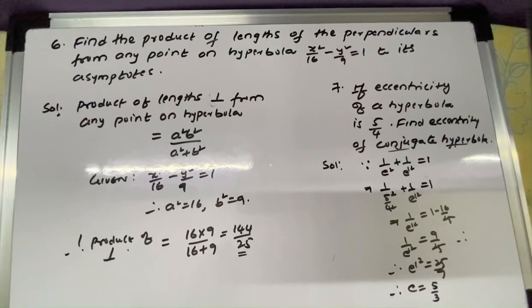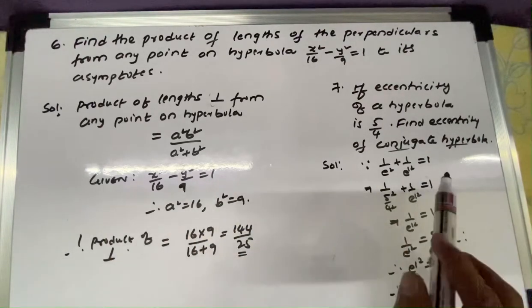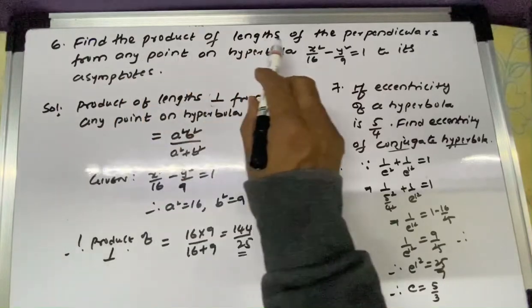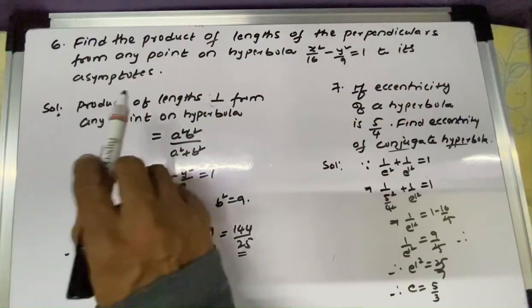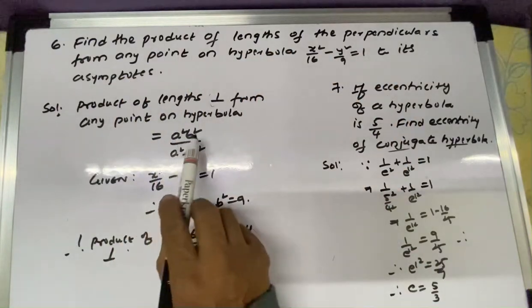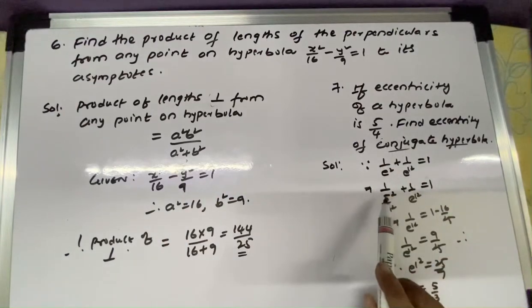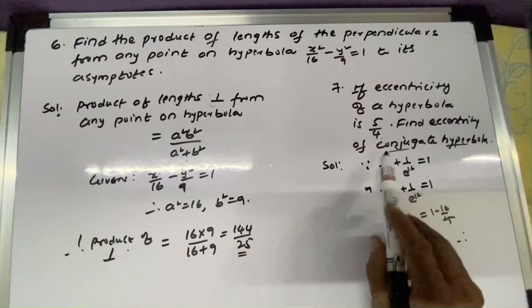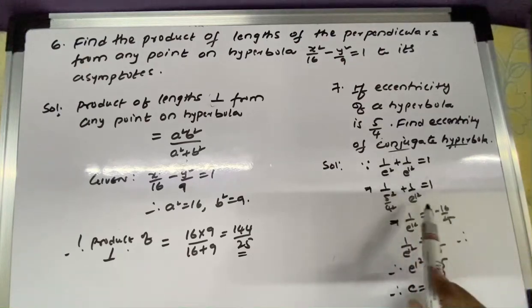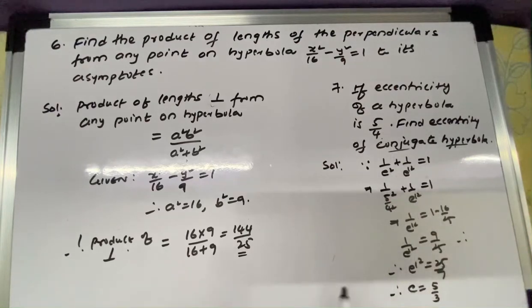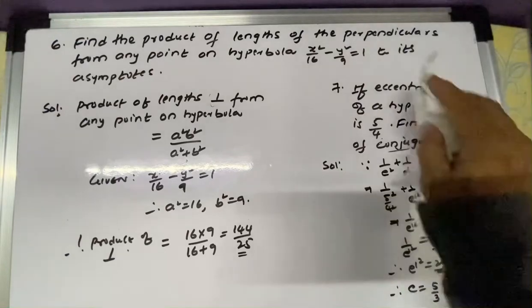In these two questions, what you have to remember: one is the product of lengths of perpendiculars from any point on a hyperbola is a square b square by a square plus b square. And if one eccentricity is given and you are finding the other eccentricity, you should use the formula 1 by e square plus 1 by e dash square equals 1. Substitute the eccentricity value and write these in your formulas.